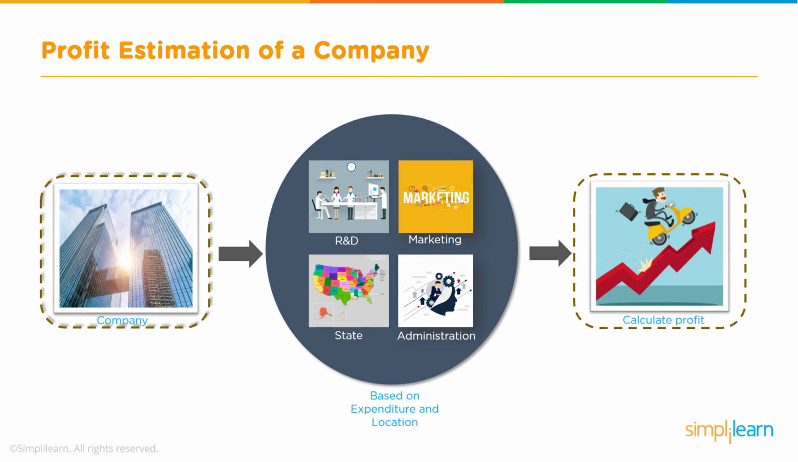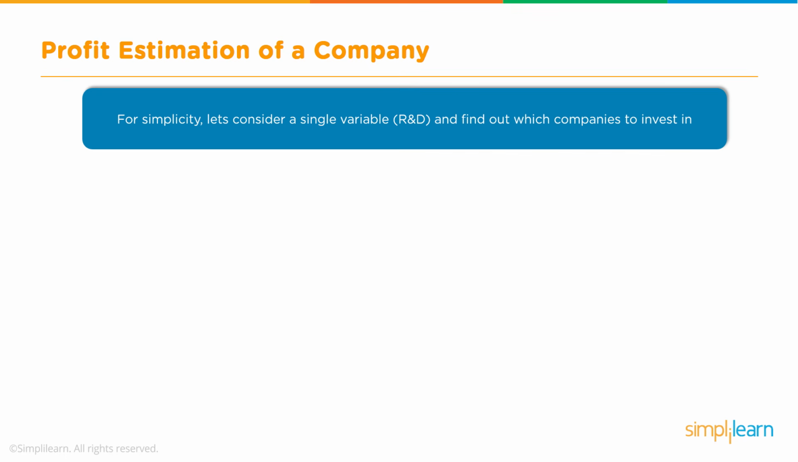Now, in actuality, there's usually about 23 to 27 different markers that they look at if they're a heavy-duty investor. We're only going to take a look at one basic one. For simplicity, let's consider a single variable, R&D, and find out which companies to invest in based on that.